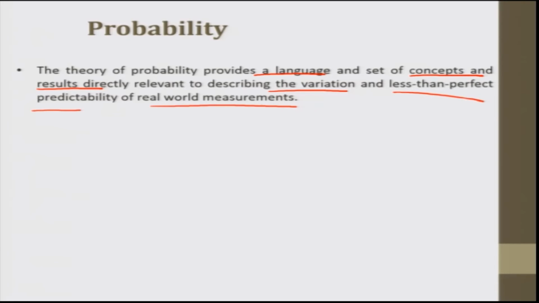It is actually a language, or the concepts or the results, which are used to put our data in an organized or structured form. As I said, the data is just unstructured when it is just data. To make this data information, it has to be put in a structured form. One of the ways is the probability density function. So probability is just a language for that. This is very important: it is less than perfect predictability of the real world measurements.